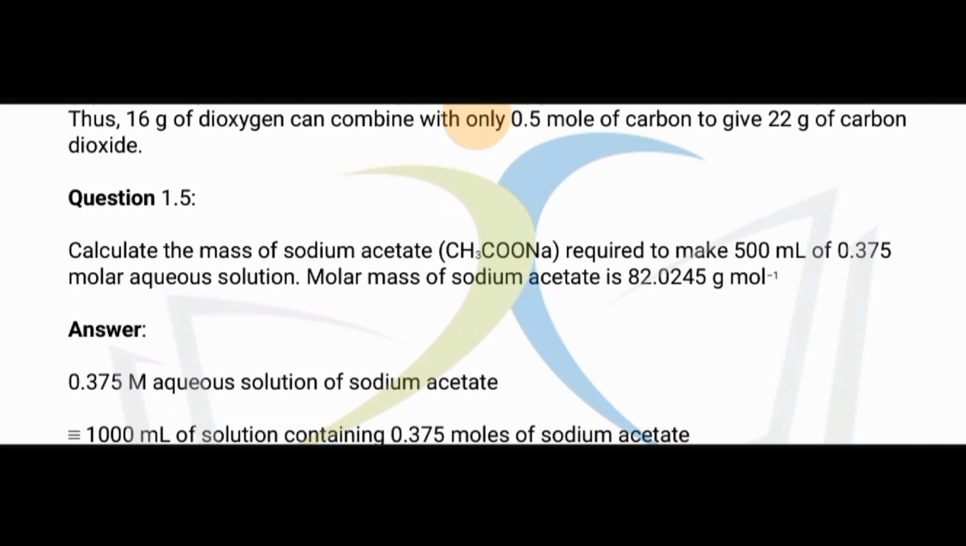Now your next question is: calculate the mass of sodium acetate required. मतलब क्या कहना चाह रहा है वो कि भाई कितना आपको सोडियम एसीटेट चाहिए. क्लियर? कितना सोडियम एसीटेट आप मिक्स करोगे ताकि required to make 500 ml ऑफ, ताकि आपका 500 ml का सोल्यूशन तैयार होए, और दैट विल बी ऑफ 0.375 मोलर एक्वस सोल्यूशन। मोलर मीन्स मोलैरिटी, मोलैरिटी कितनी है? 0.375 molar aqueous solution, and the molar mass of the sodium acetate is 82.02 gram per mole.